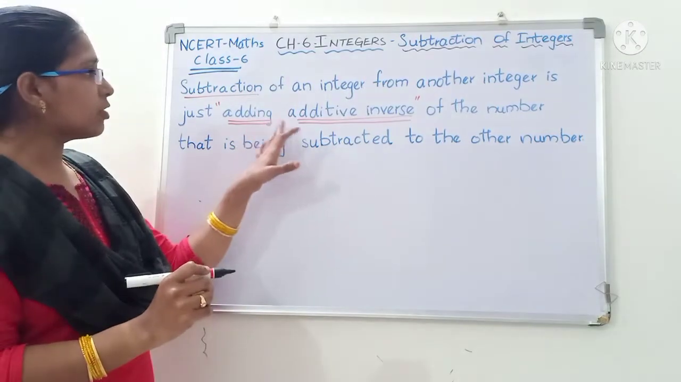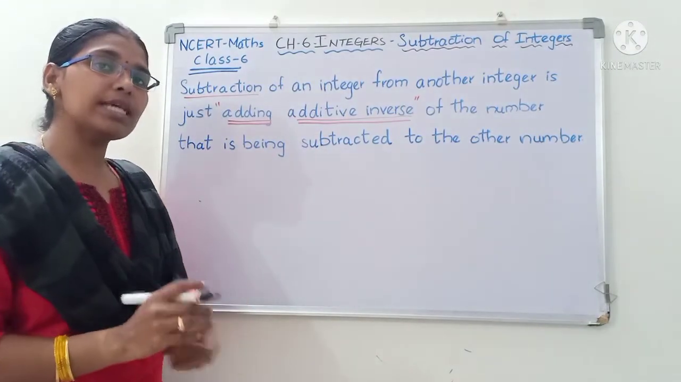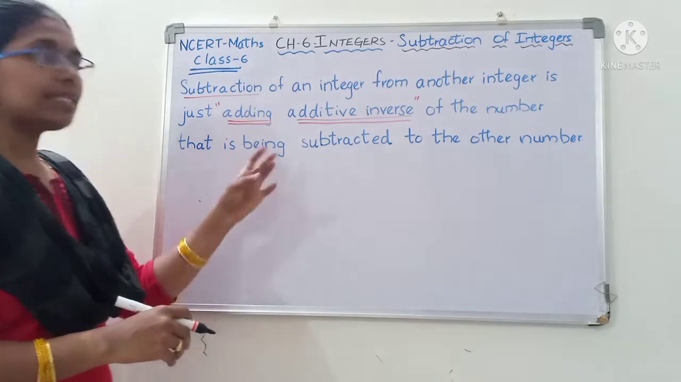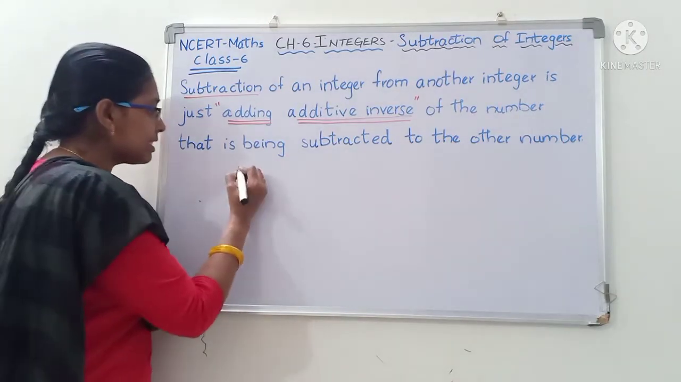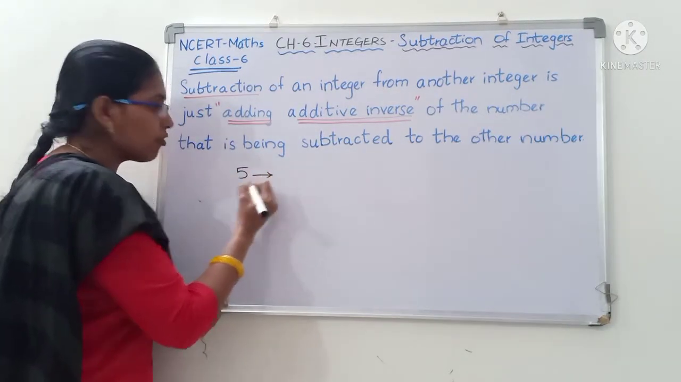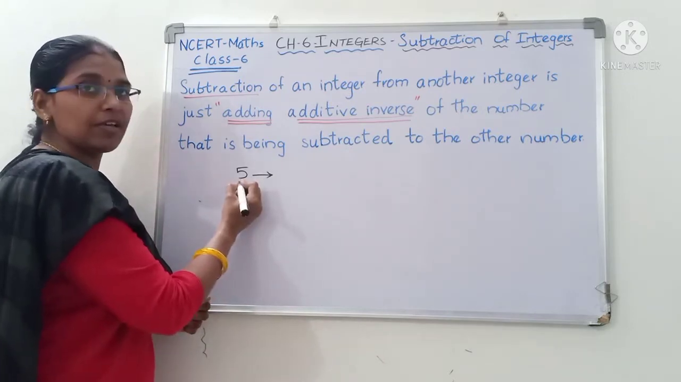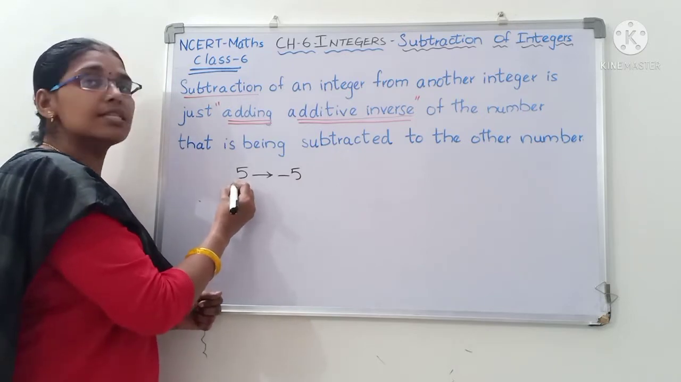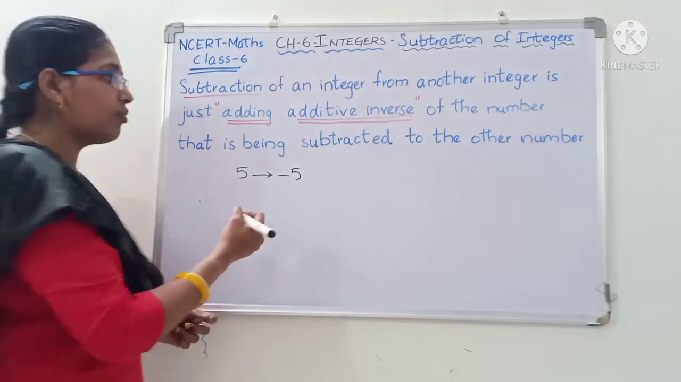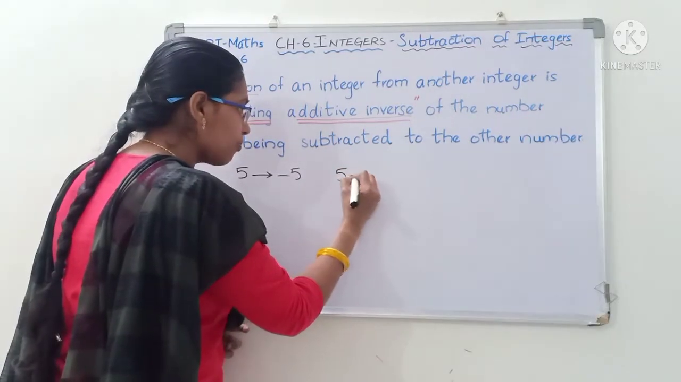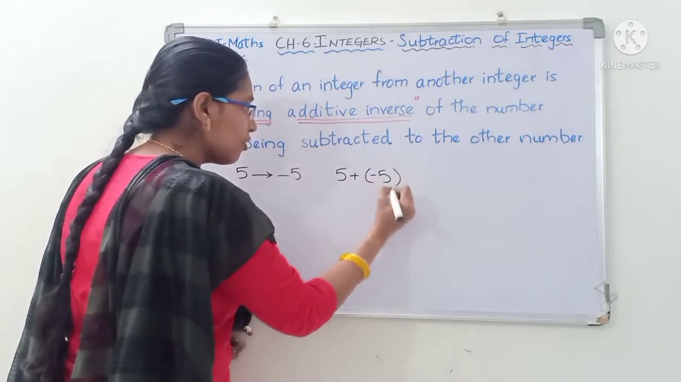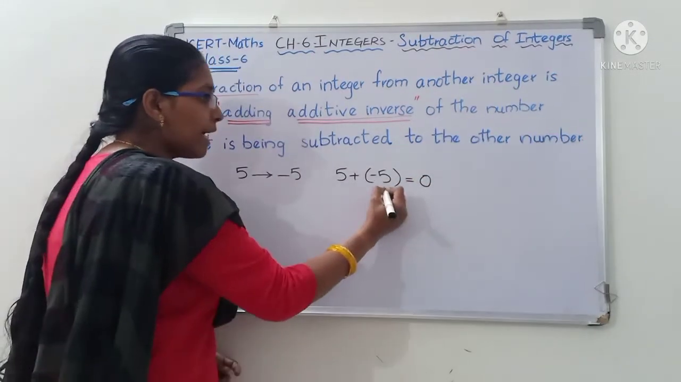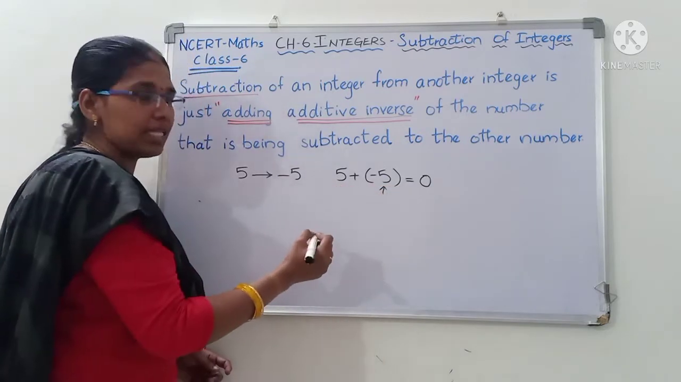So, the key word here is additive inverse. Children, what is additive inverse? We discussed additive inverse in detail in another video. Let's see what it is in simple terms. What is the additive inverse of 5, children? The additive inverse of 5 is minus 5. Additive inverse is nothing but changing the sign of the number. You get the additive inverse of that number. Why is this? 5 plus minus 5. When you add minus 5 to 5, you get 0.